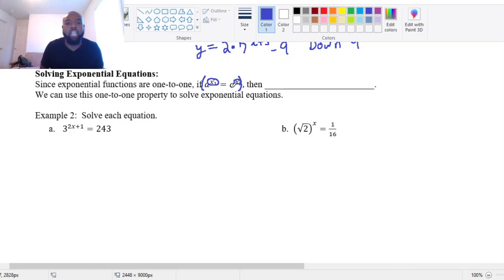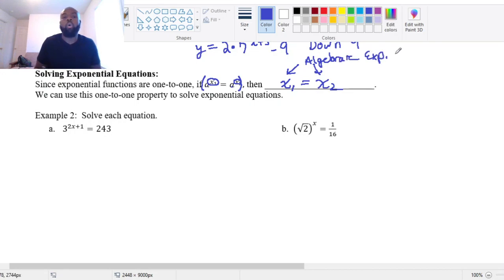Because if the bases are the same and this is a true equation, then the exponents have to be the same, right? So then that means that x1 has to equal x2. Now, x1 and x2 are going to be algebraic expressions. It may be a constant, it may be an algebraic expression, right? And so what we want to do is we want to be able to solve equations that have exponential functions. The hard part is that you have to remember your rules of exponents, because those are going to allow you to rewrite both sides of the equation as the same base to an exponent.